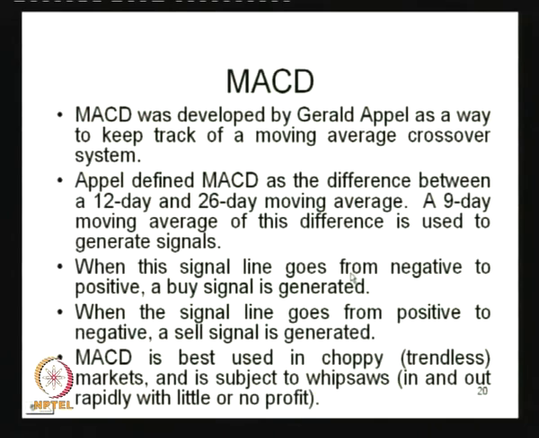When this signal line goes from negative to positive, if the 9-day moving average is going from negative to positive, then a buy signal is generated. But when the signal line goes from positive to negative, a selling signal is generated, which is very definite in nature. Once we plot this, we can conclude, according to the technical analyst approach, whether we should sell or buy.